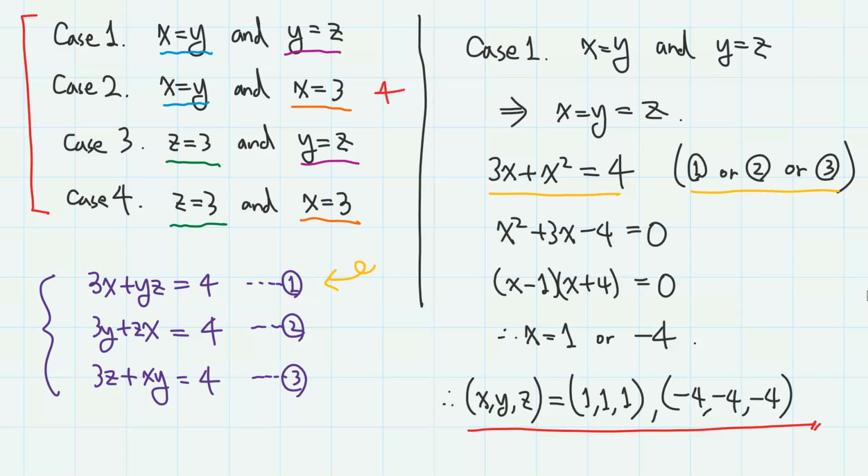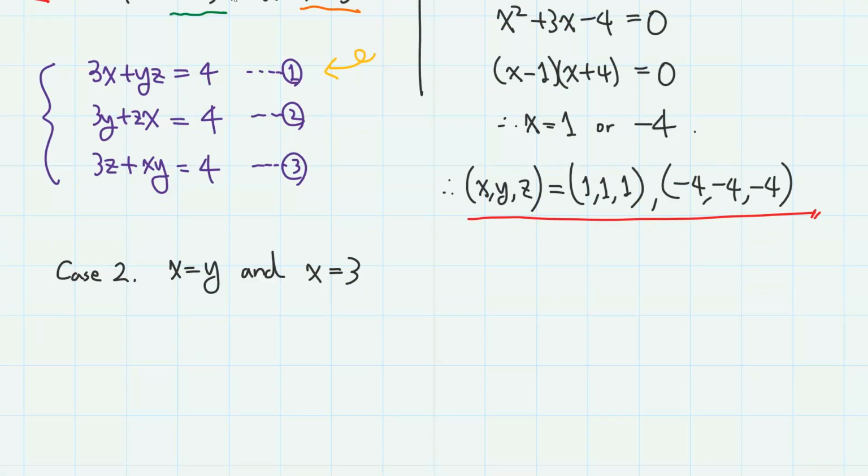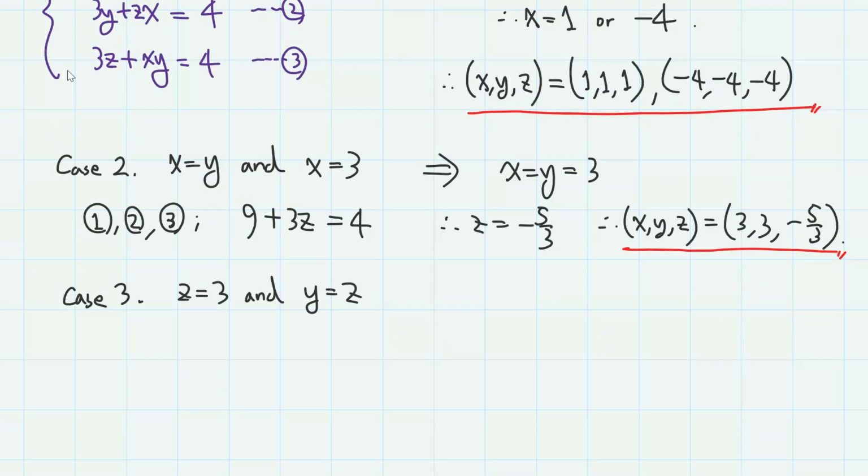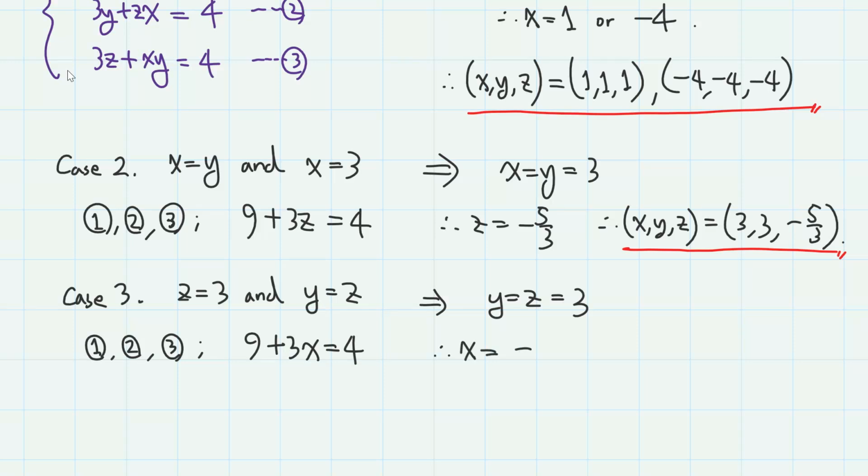Next, for case 2, where x equals y and x equals 3, then we have x equals y equals 3. So all three equations become 9 plus 3z equals 4. So therefore z equals minus 5 over 3. So x, y, z is 3, 3, minus 5 over 3. For case 3, where z equals 3 and y equals z, we have y equals z equals 3. So all three equations become 9 plus 3x equals 4. Therefore, x equals minus 5 over 3. So we have the solution minus 5 over 3, 3, 3.